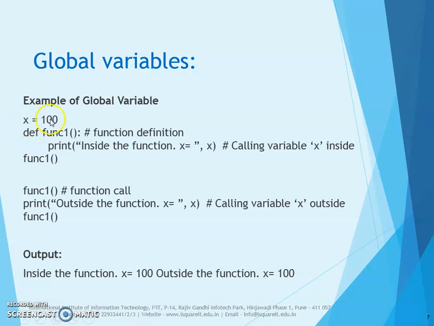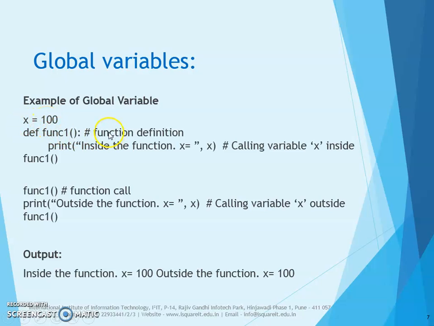X is equal to 100 is written before the function definition. So the function is defined here and before it we are assigning a value to x over here. This is called a global variable. The value is assigned as 100.